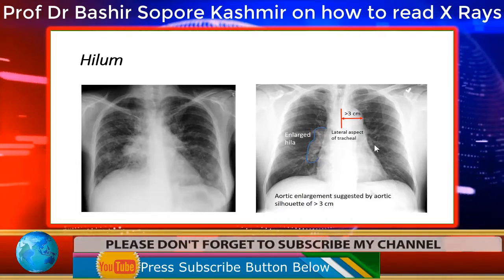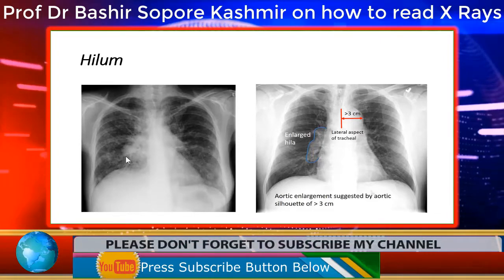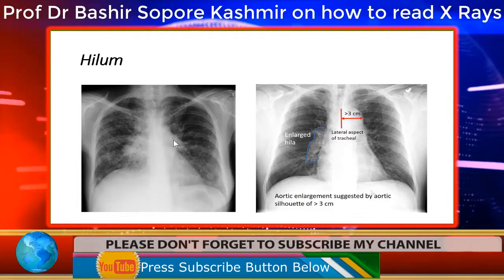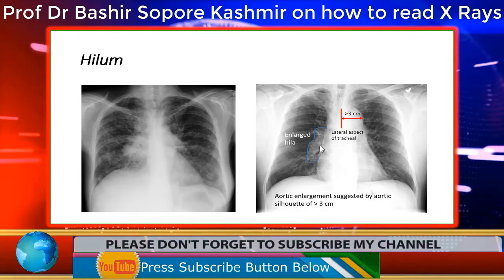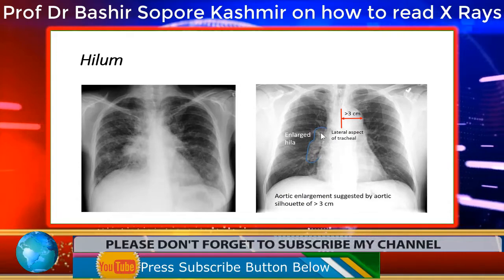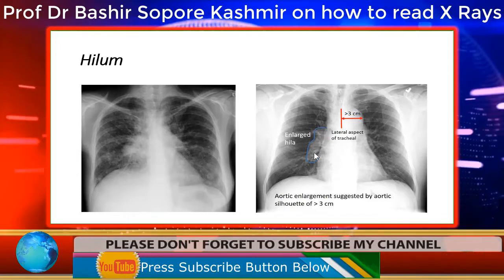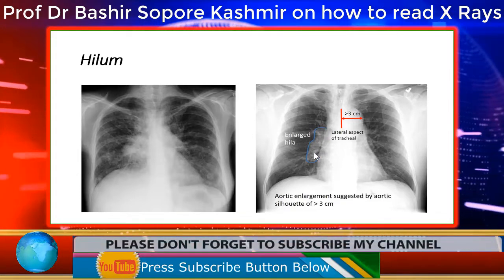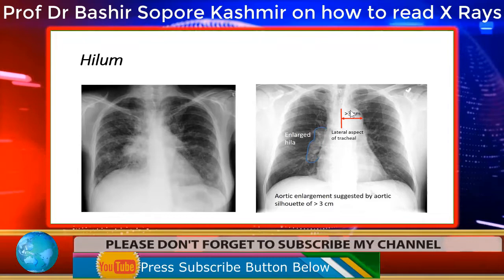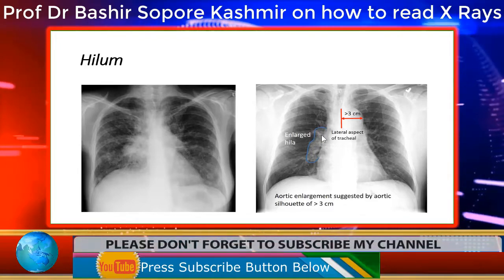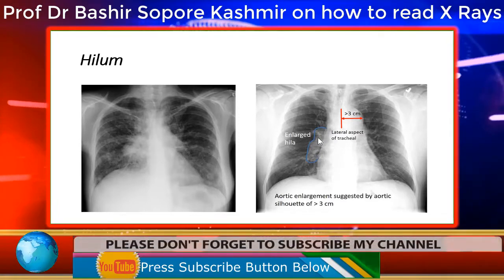Now if you see here, the hila are enlarged on both sides. There is enlargement of the left hilum, and if you see here, there is an enlarged hilum on the right side. I already mentioned what could be the causes of enlargement of the hilum. The X-ray is only a guide. It is not a definite diagnosis. So you have to take the history into consideration and the examination into consideration. Then based on history and examination, you can think what could be the possibility of this enlargement of the hila.